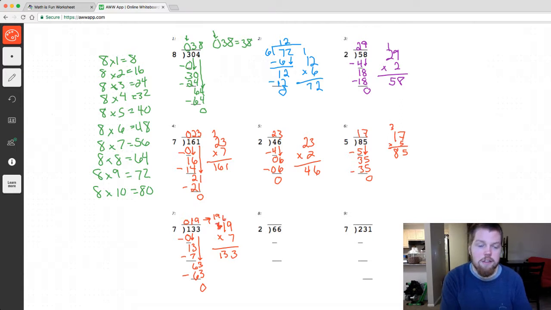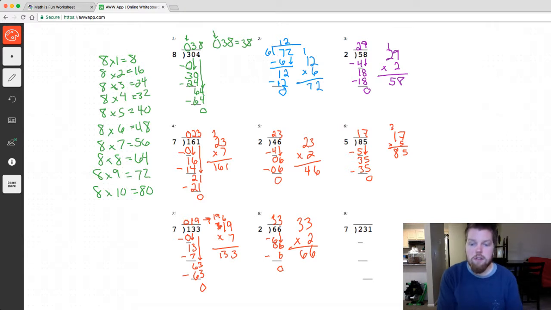Okay, 2 into 66. Can 2 go into 6? Yes. How many times without going over? 3. 3 times 2 is 6. Do our subtraction. 6 minus 6 is 0. And we'll carry down the next place value, which is 6. Remember, 0 6 is just 6. So how many times can it go in? 3. 3 times 2 is 6. Do our subtraction, and we get 0. And let's check. 33 times 2. 2 times 3 is 6, and 2 times 3 is 6.